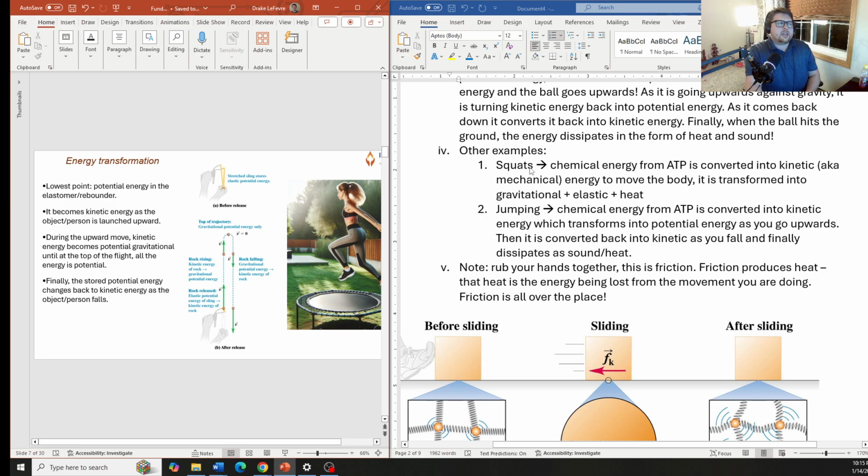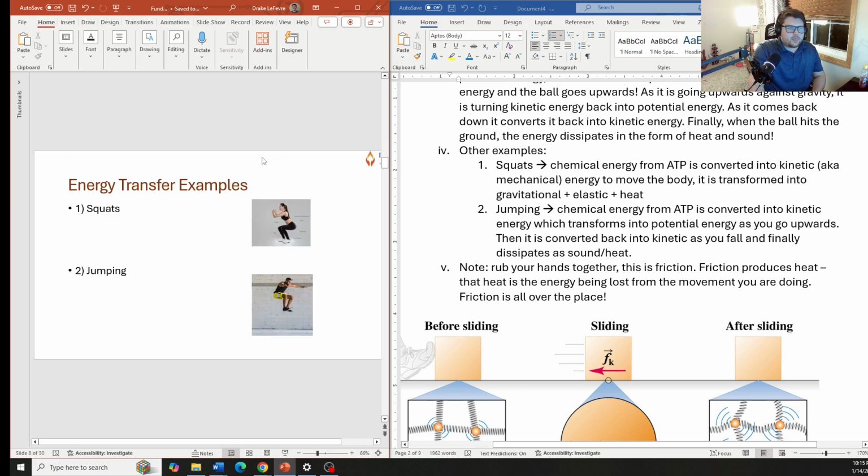Same thing, we can do the same exact kind of process talking about squats or with jumping. It's all the same. We're converting movement into potential energy. So we go motion to potential, from potential to motion, and back and forth. That's a lot of what is happening.